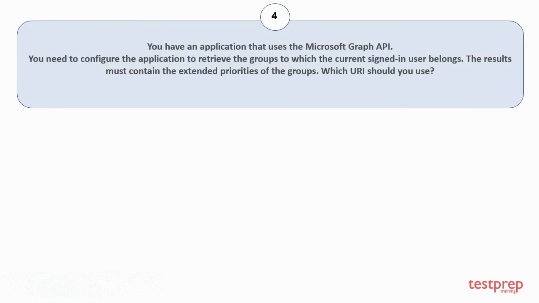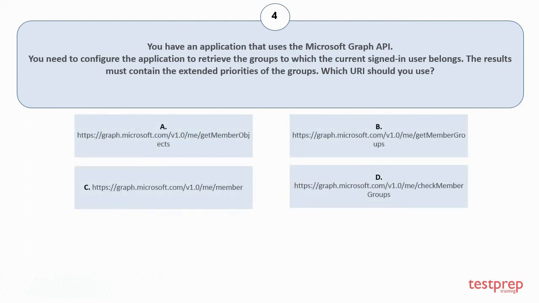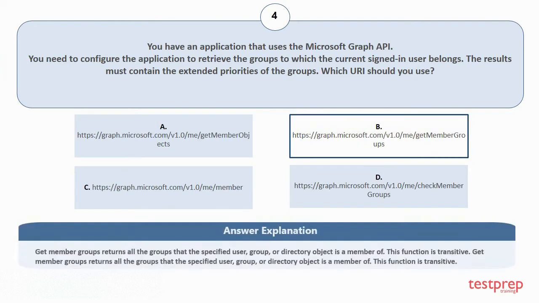Question number 4. You have an application that uses the Microsoft Graph API. You need to configure the application to retrieve the groups to which the current signed-in user belongs. The results must contain the extended properties of the groups. Which URI should you use? Your options are... The correct answer is option B. And, here's the explanation of the answer.